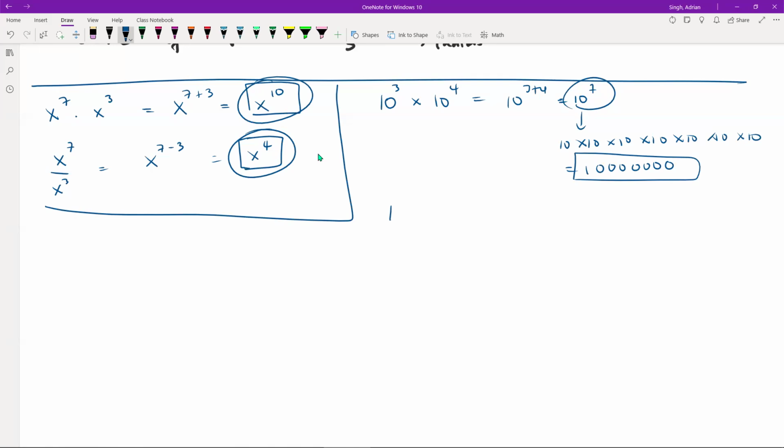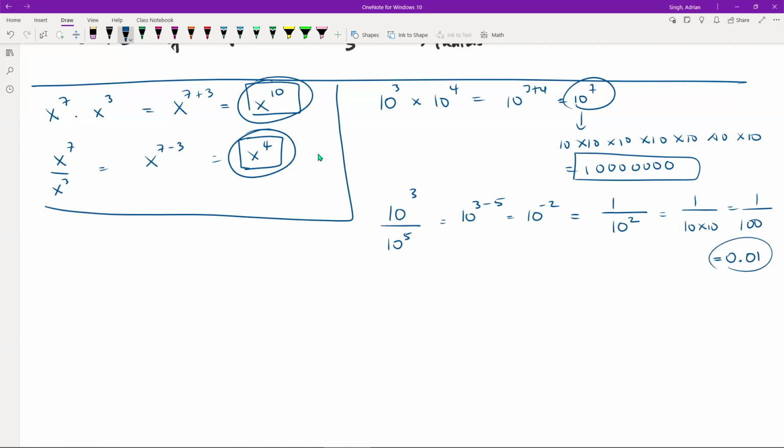Okay. Again, if I had 10 to the 3 divided by 10 to the 5, this would be 10 to the 3 minus 5, because I'm dividing these, so I can subtract the exponents. That would be 10 to the minus 2, and this is the same as 1 over 10 to the 2, right? Which is the same as 1 over 10 times 10, which is the same as 1 over 100, which is the same as 0.01, right?